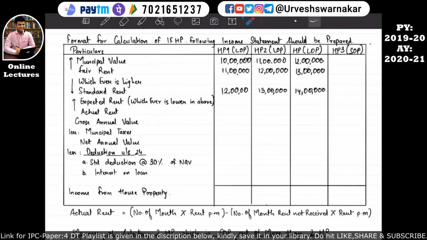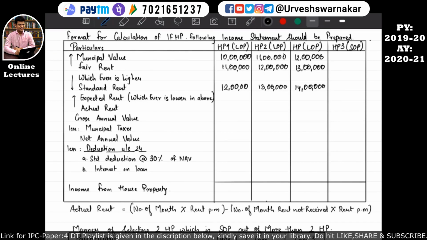Okay, so now we will find out our expected rent with the help of the information given in the question. The formula says municipal value and fair rent, whichever is higher, will become 11 lakhs. And whichever is higher versus standard rent, whichever is lower, will become our expected rent. That means 11 lakh is our expected rent.